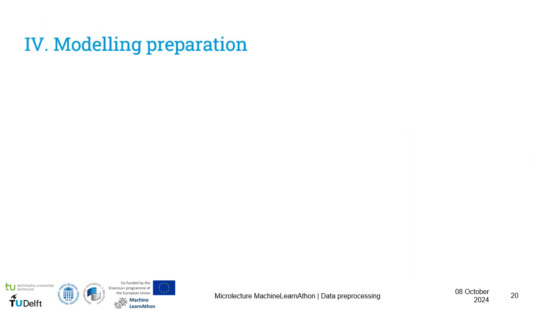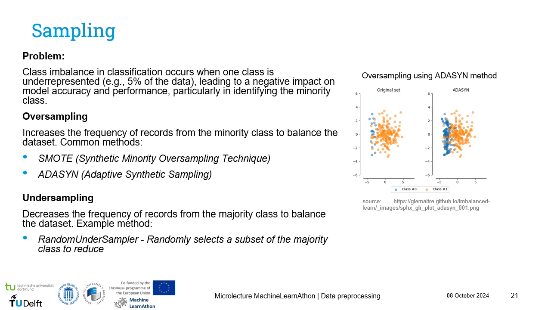Finally, we can move to modeling preparation. In case of imbalanced data, we may need to think about sampling. Let's say we have 2 classes, and one class has only 1% of data and the second one has 99%. If we predict this minority class, it's quite difficult for the model and it can create bias. To overcome this, we have 2 methods.